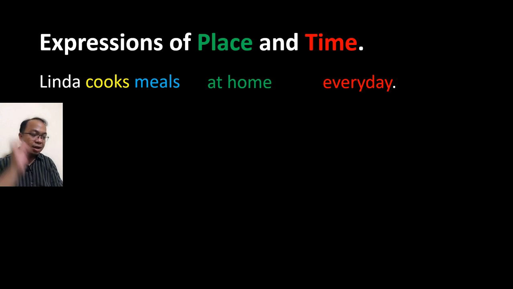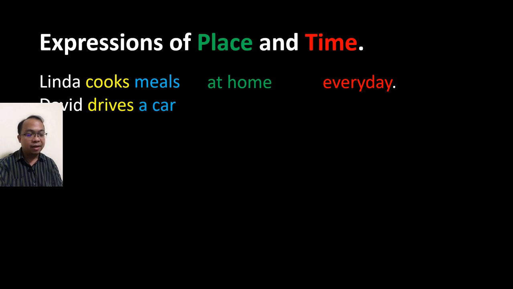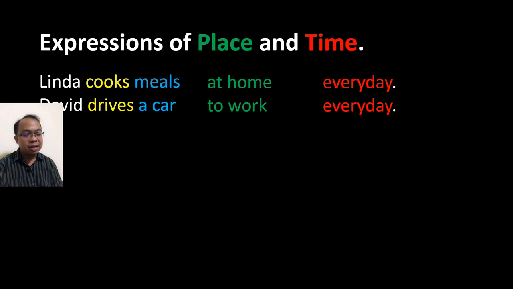Now let's see some more examples. David drives a car. We have David as the subject, we have drives, and we have a car as the object of drive. But do we know the time and the location? No. Okay, let's add time and location. To work every day. You see, to work is the location or the destination or the goal, the destination where David drives the car to work. And when? Every day. You see, now this sentence has also become longer.